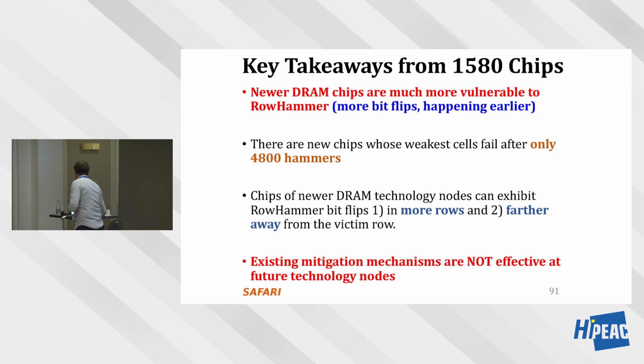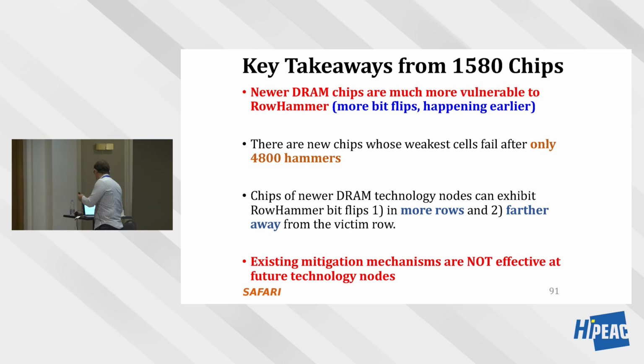Okay, this study, we studied a lot more chips, like 1,500. We expanded our infrastructure to be even more. And we basically showed that newer DRAM chips are much more vulnerable to Rowhammer because cells are smaller, cells are closer to each other. As expected, this problem should be worse. And there are new chips whose weakest cells fail after only 4,800 hammers. This is double-sided, so multiplied by 2, 9,600, less than 10,000 in the end. In the original work, we showed the number was more than 100,000.